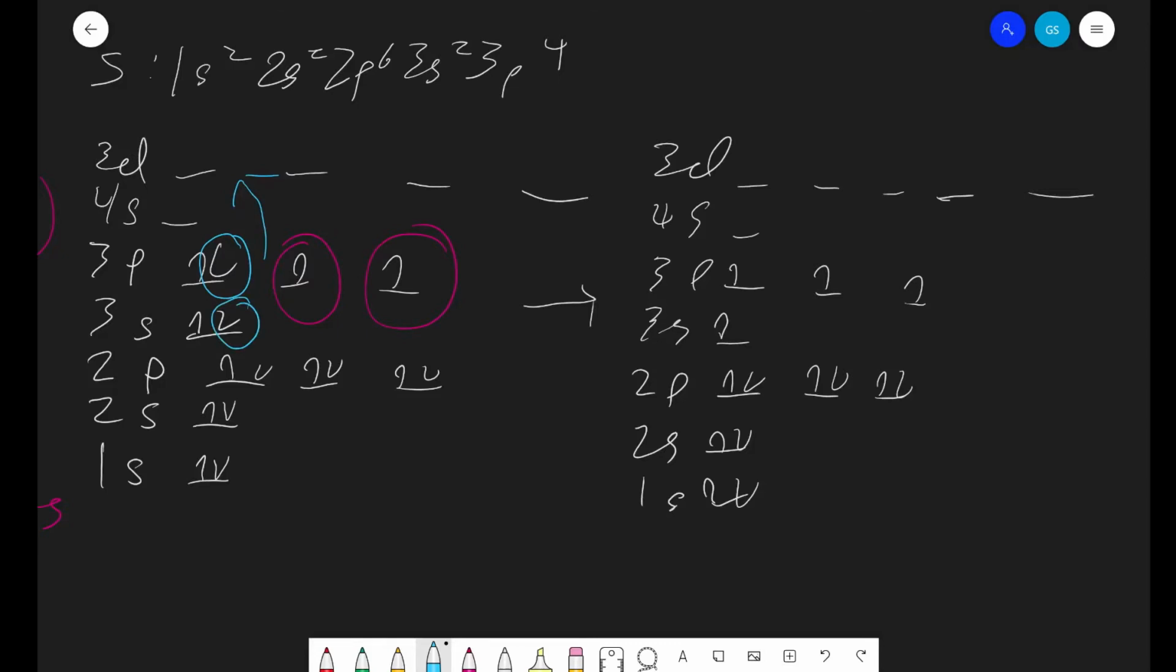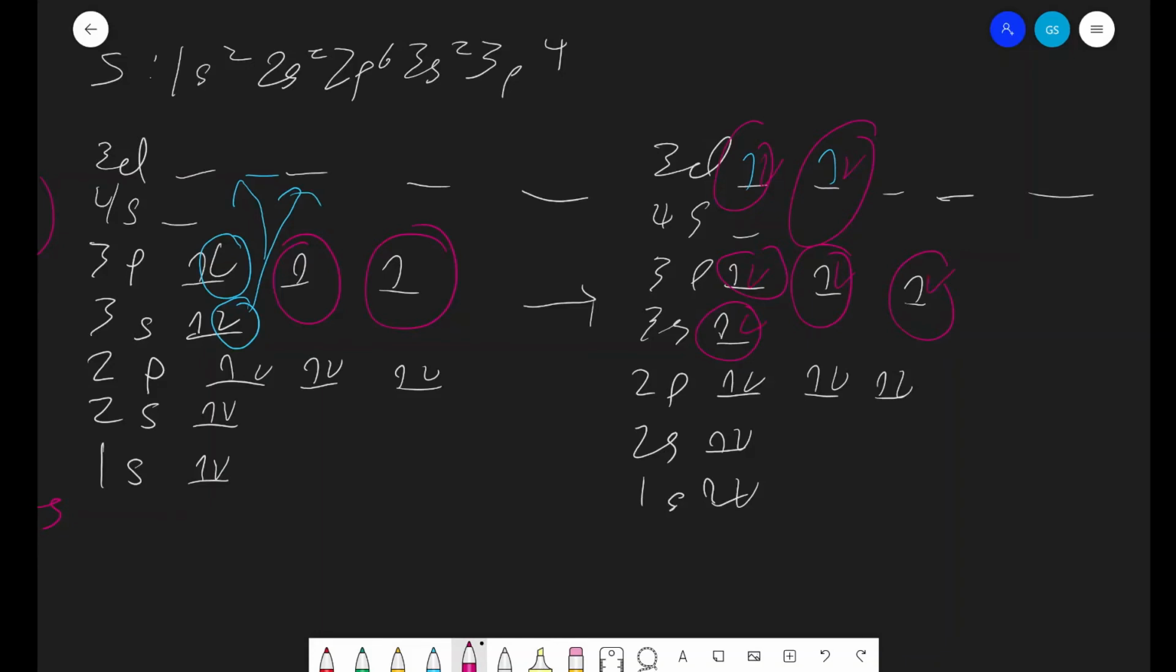Pause the video and think about it. Well, we talked about in the previous example, we're just going to put it in 3d, right? Because we are in the third period. Sulfur belongs in the third period. So we're going to stick it up here. So what you end up getting is like this. And now how many vacancies do we have? Let's count: 1, 2, 3, 4, 5, 6. All the fluorines can come and occupy this.